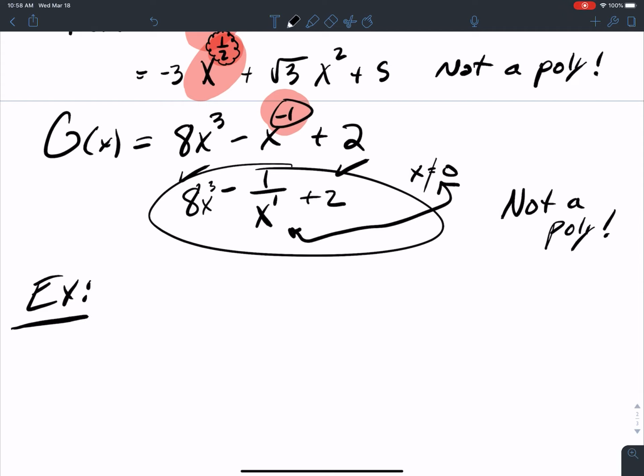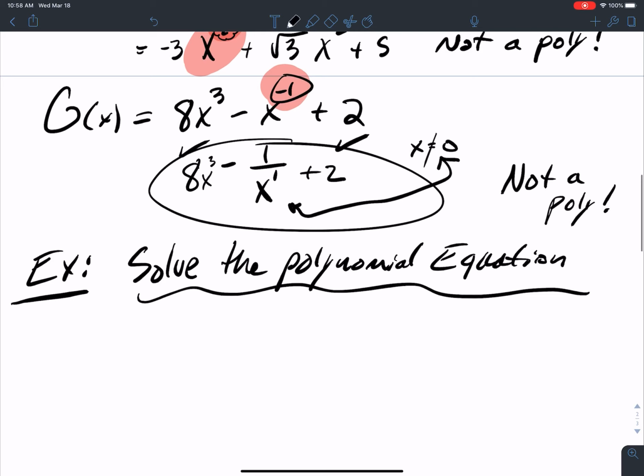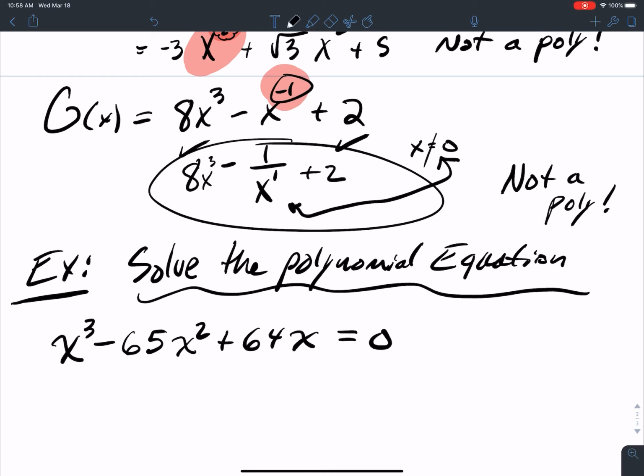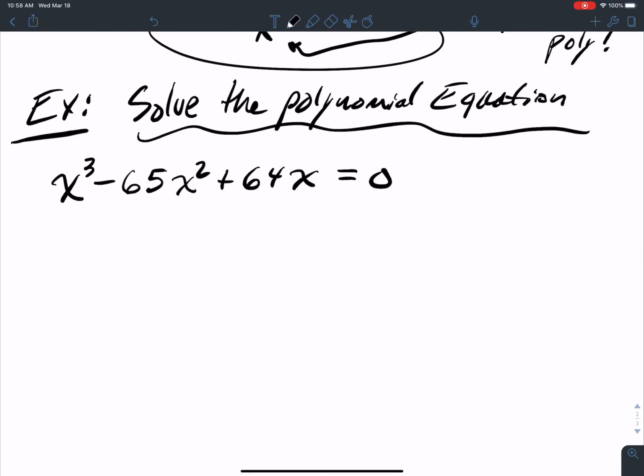All right. Here's an example. Solve the polynomial equation. Seems like a good test question. Solve the polynomial equation. So x cubed minus 65x squared plus 64x equal to 0. How do we solve this? Okay, let's think about this for a second. I have an expression set equal to 0.